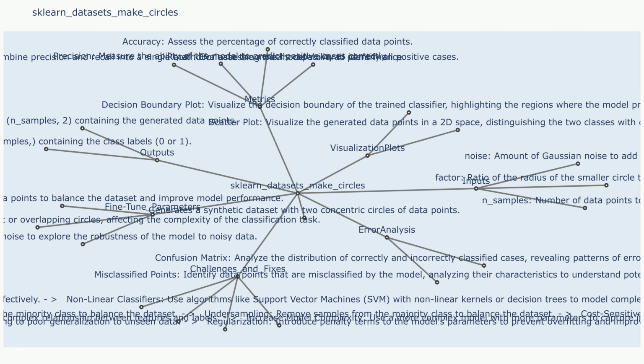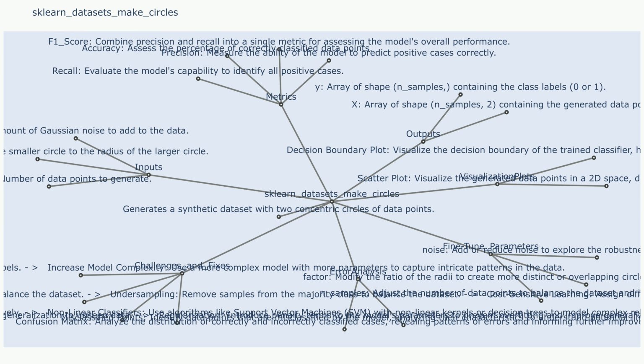sklearn.datasets.make_circles. Description: this function generates a synthetic dataset consisting of two concentric circles with a specified number of points for each circle. It is commonly used for testing and evaluating machine learning algorithms designed for binary classification problems, as the dataset exhibits a clear nonlinear boundary between the two classes.